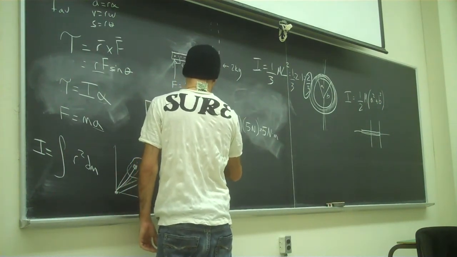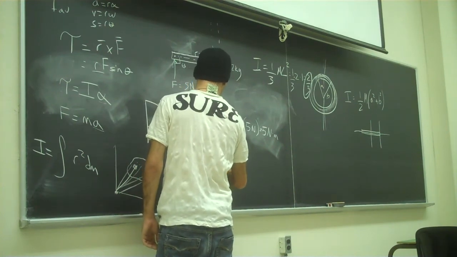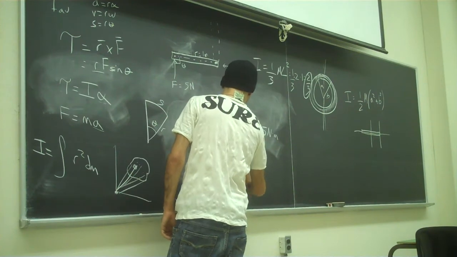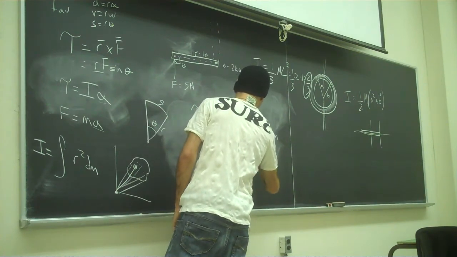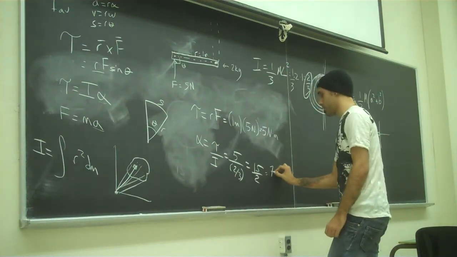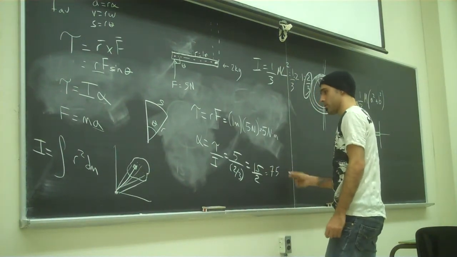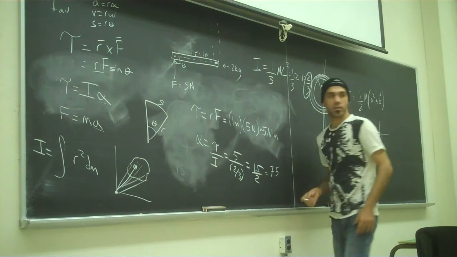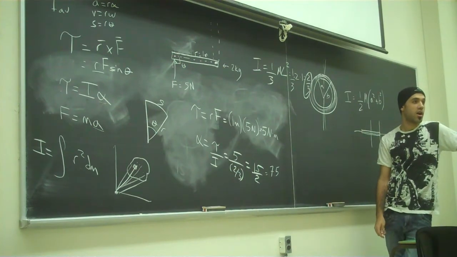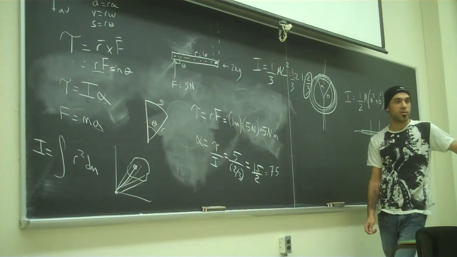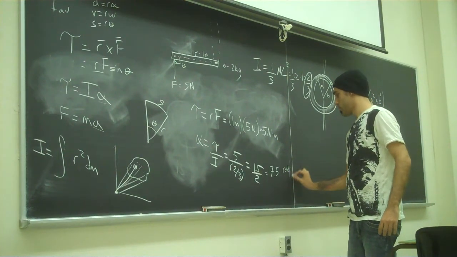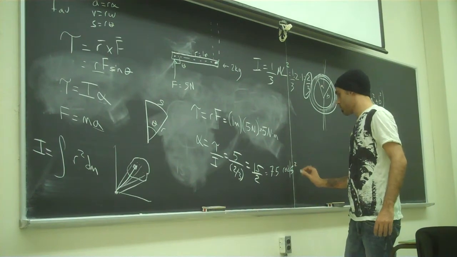So alpha would be equal to the torque divided by the moment of inertia, which is 5 divided by 2/3, or 15 halves, or 7.5. And what are the units of angular acceleration? Radians per second squared. Very good. Radians per second squared.